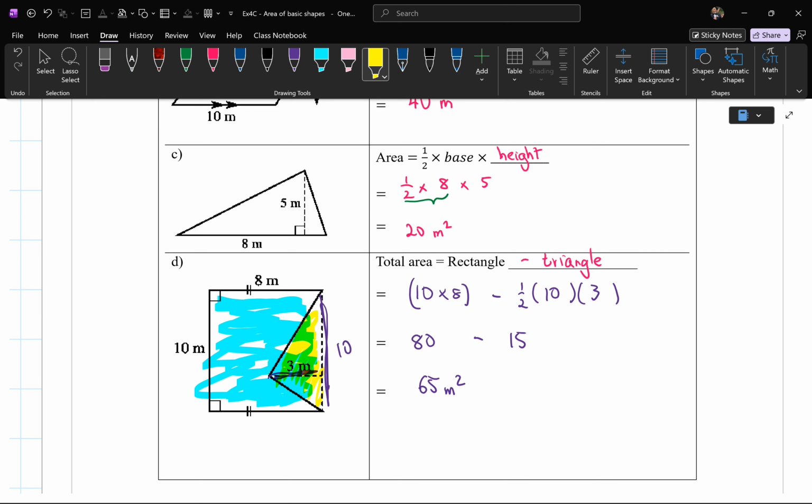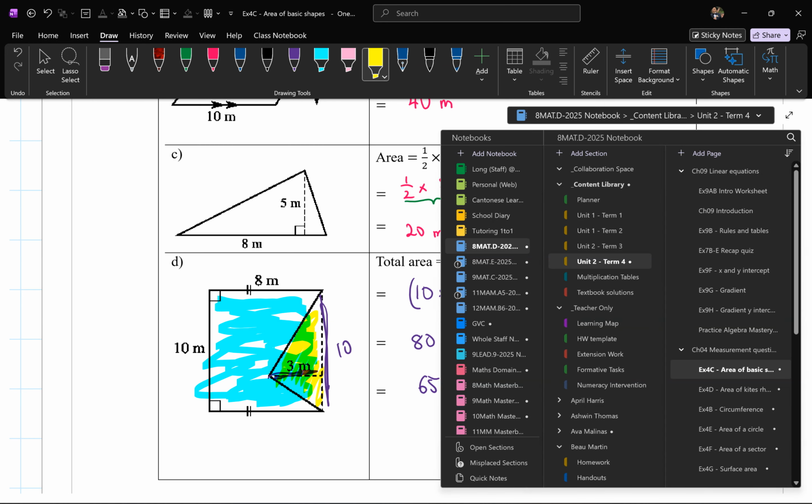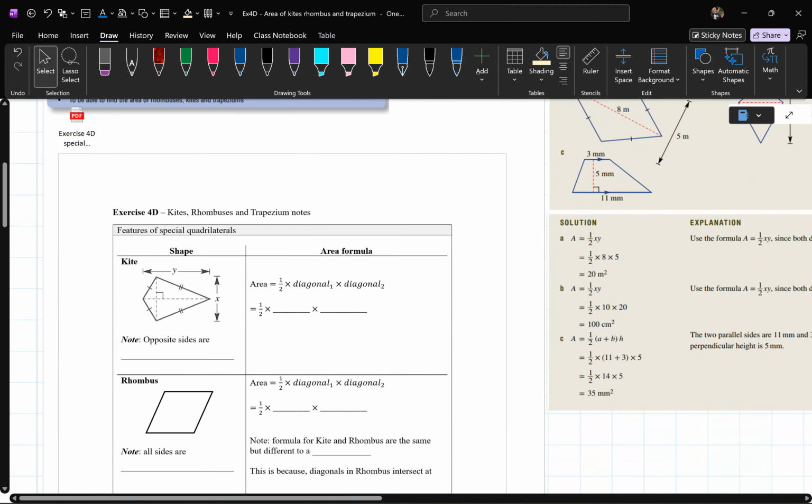All right. Once you've copied that, can you please flip over? We're on to 4D. 3 more formulas, and that's it. 3 more shapes to identify. So you've got your basic shapes. We're now going to look at some special shapes. It just means different shapes. Here we go. Flip over to 4D.